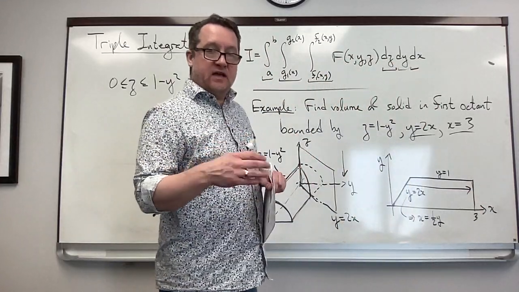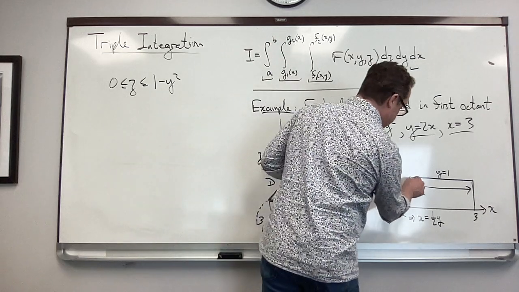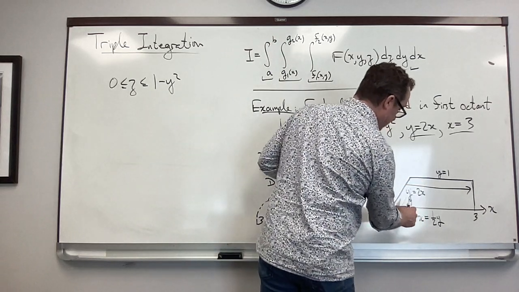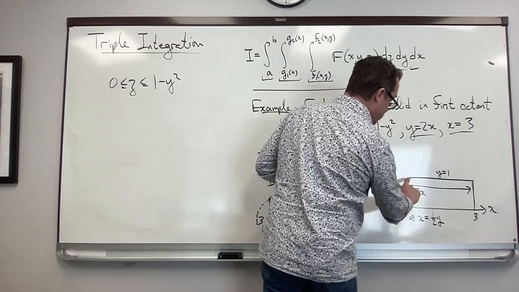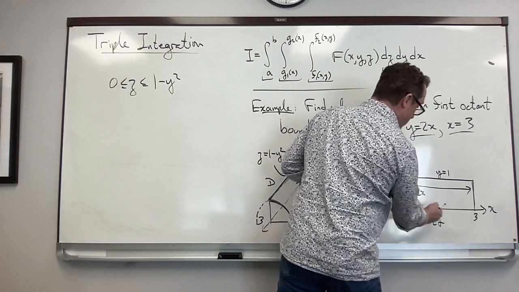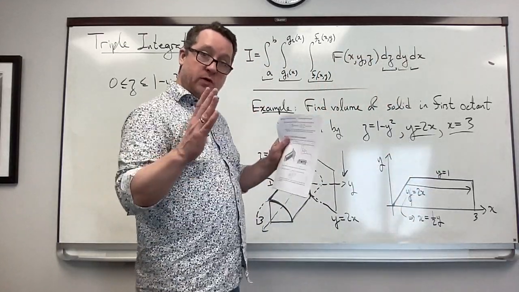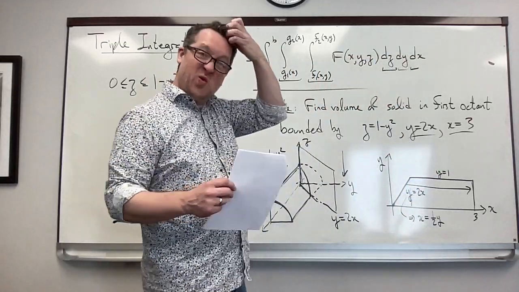If you wanted to integrate y, you'd have to do it in two pieces, because here the lower limit would be y equals 0 and the upper limit y equals 2x, and here the lower limit would be y equals 0 and the upper limit y equals 1. So there are two different limits there. You'd have a sum of two integrals, so we'd like to do this just in one.